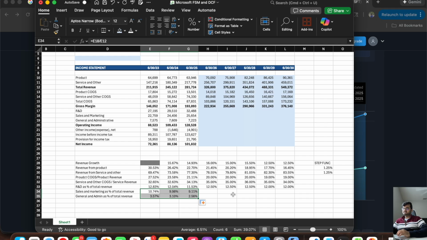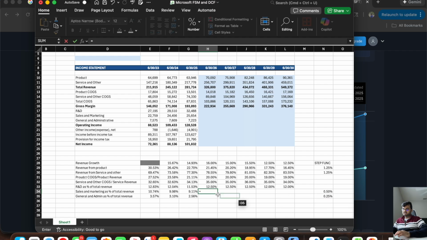and I don't think definitely this number will get higher because recently Microsoft are doing a lot of layoff. So I'm thinking this number will go down. I'm just going to take again a step function here as 0.5 percentage for sales and marketing, and for general and administrative 0.25. So I'm just going to do this number minus this. I'm just going to anchor this one, and similarly I'm just going to do this and anchor this number.